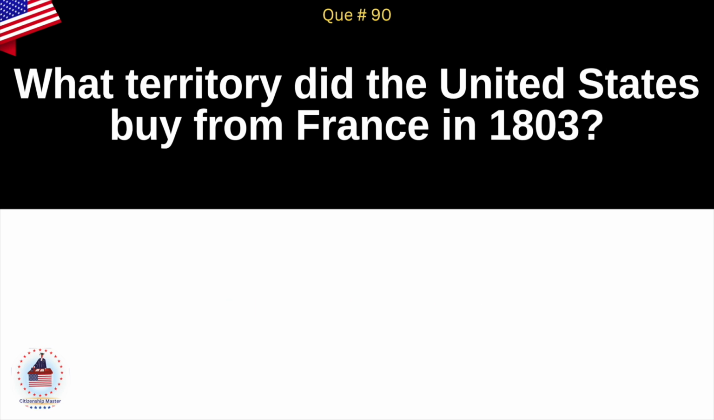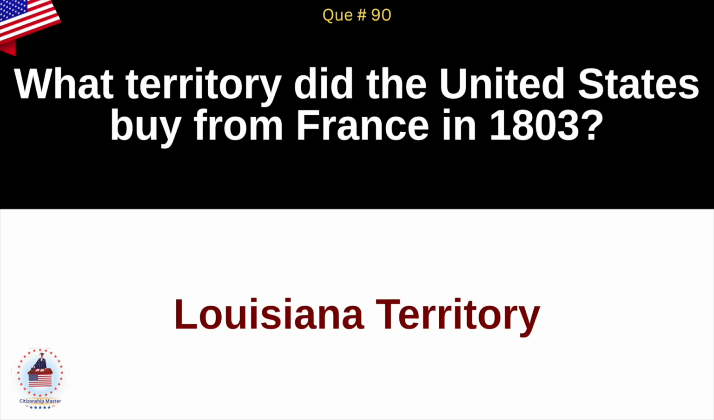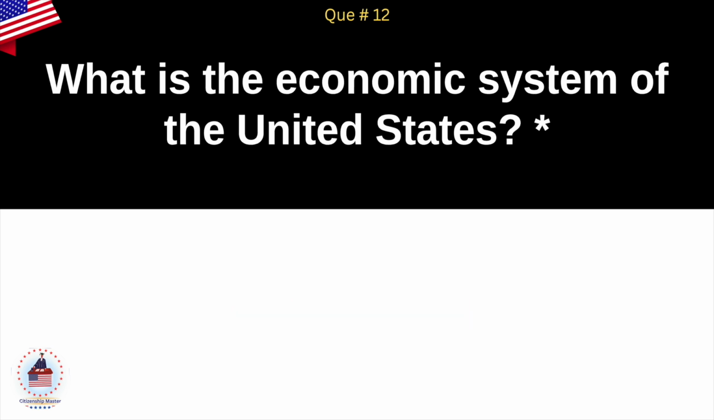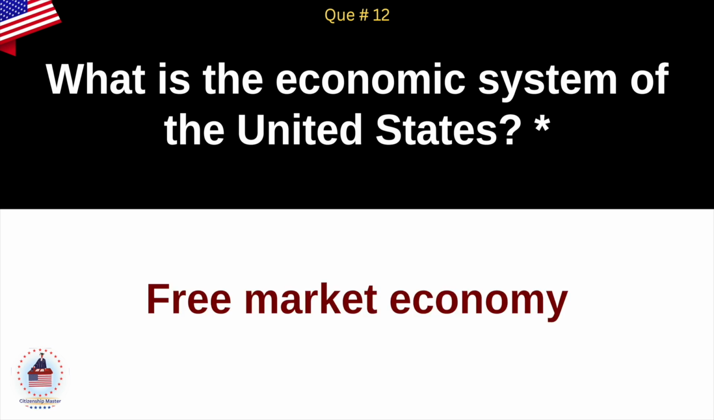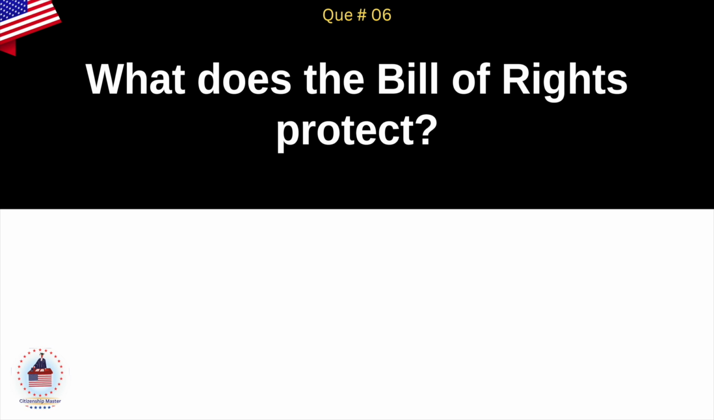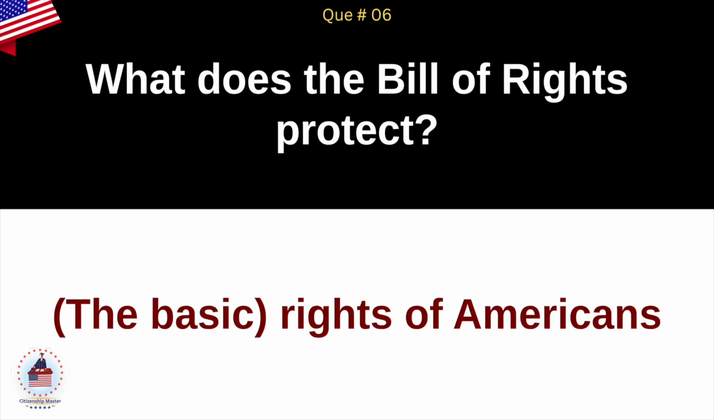What territory did the United States buy from France in 1803? Louisiana Territory. What is the economic system of the United States? Free market economy. What does the Bill of Rights protect? The basic rights of Americans.